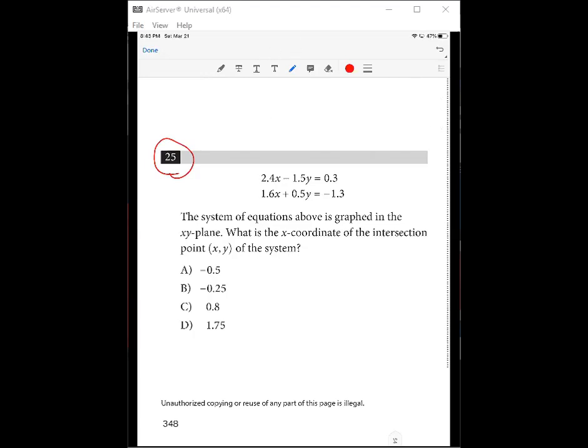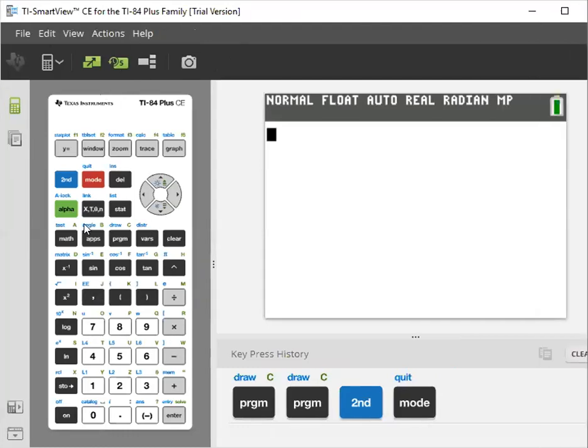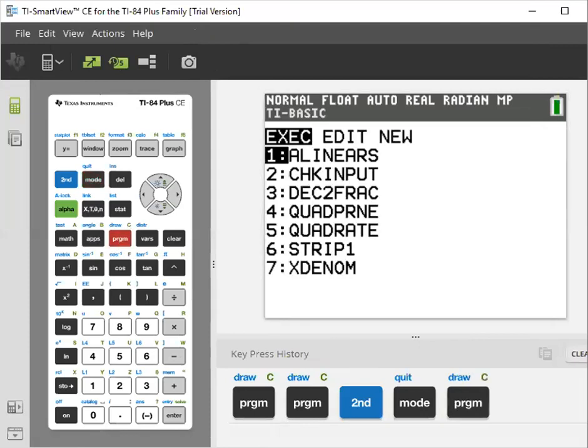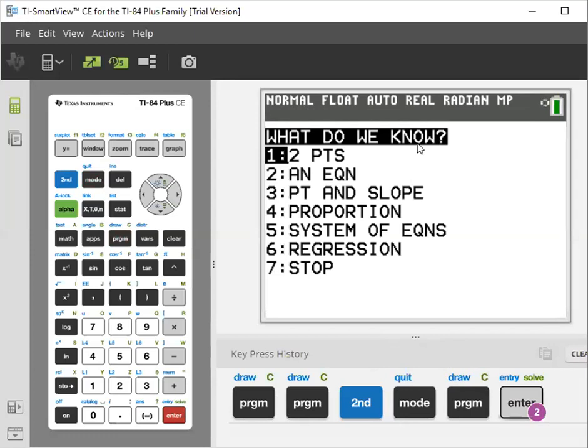All right, so now I am going to go to my calculator. Let me move this over a little bit. What you should see now is the home screen is blank. We're going to press the program key. Very first one is ALINEAR. The name that I had before was ALINEAR without the S. I put the S on there to indicate that it now does a system of equations, and I wanted to keep the two programs separate until I was able to demo it for the YouTube audience. So you would press enter, and this is what you should see.